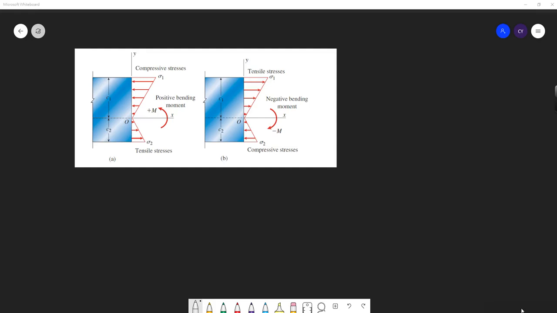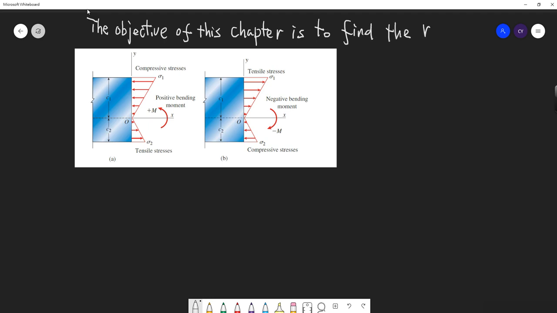Okay, let's continue. Actually, the objective of this chapter is to find the relationship between the moment here and the sigma xx, tau xy.